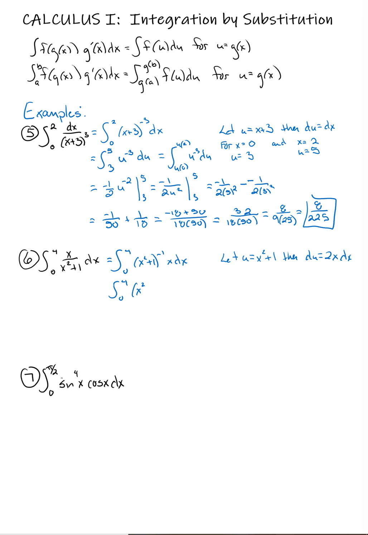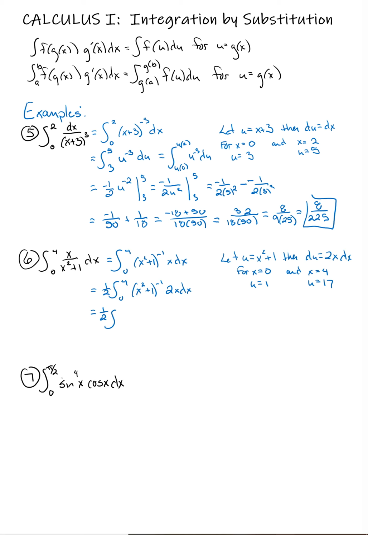So we have x squared plus 1 to the negative 1. We need a 2x dx. So I'll have to balance this by putting a 1/2 there in the front. But now I think we're ready to rewrite this in terms of u's. Remember, for x equal to 0, u is going to be 1. And for x equal to 4, u is going to be 17.